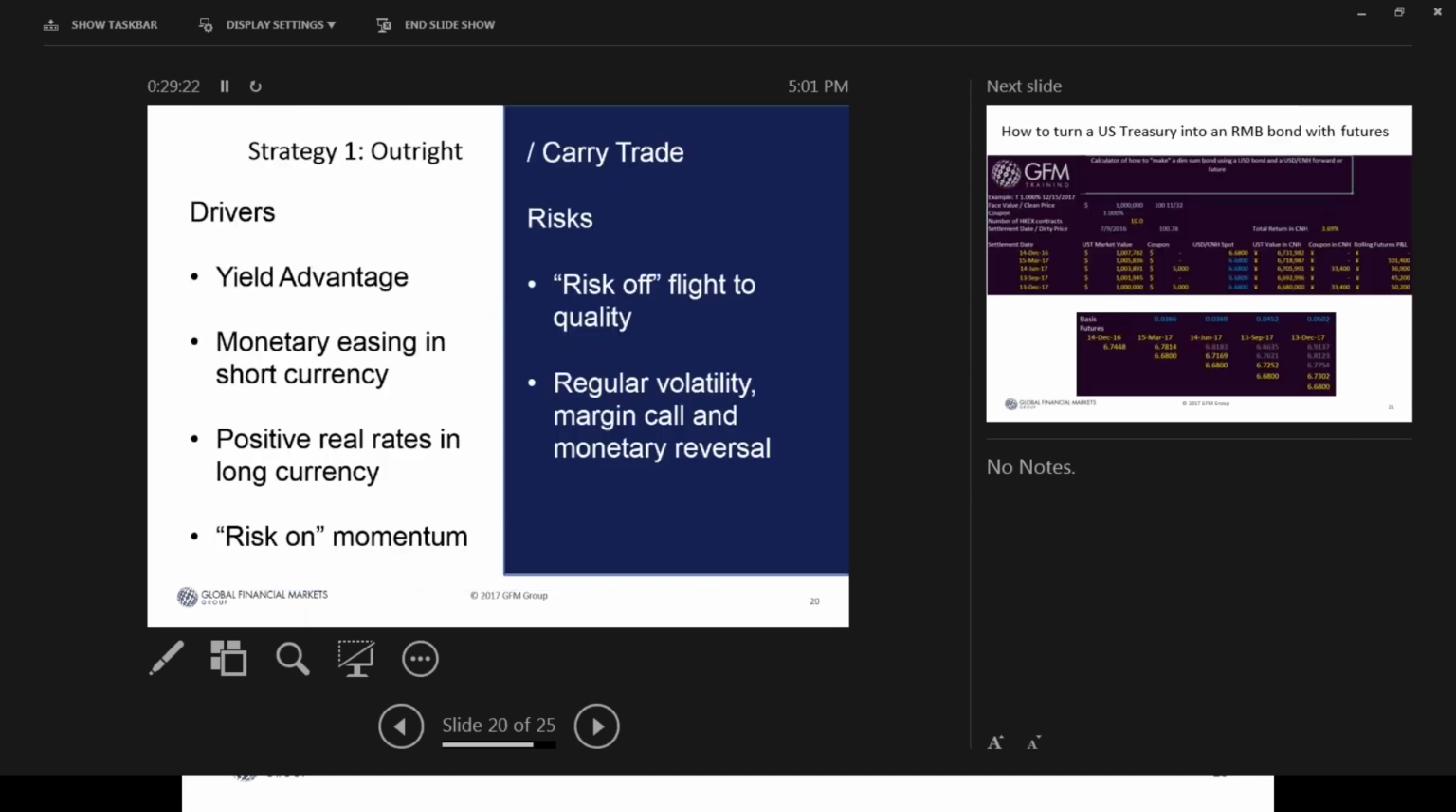So now I'm going to be talking about three specific trade ideas, three specific trading strategies that you might want to implement using currency futures rather than using spot or other strategies. Strategy number one is one of the most obvious, which I mentioned earlier, which is an outright trade or a carry trade.